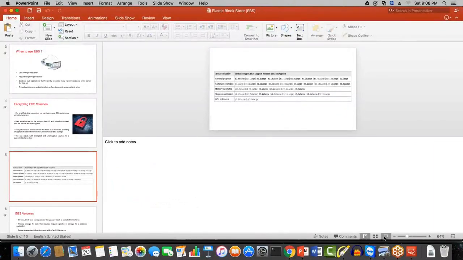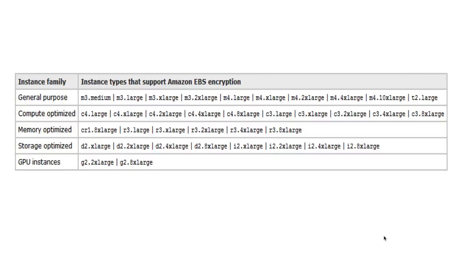Now, not all the instance types support encryption. This is the list that you can very well get from the AWS documentation that supports the encrypted volumes. For example, the T2.micro does not support the encryption.